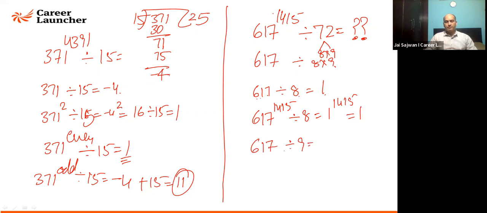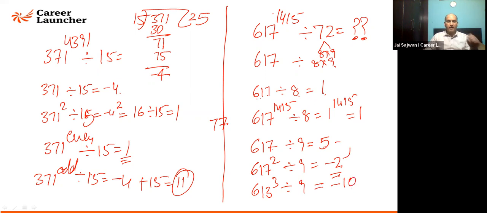617 divided by 9. So 9 5s are 45, 9 6s are 54, 77. 9 8s are 72, remainder is 5. So the square of this number, 5 squared is 25, 9 3s are 27, the remainder is minus 2. I'll cube it now. 5 times minus 2 is minus 10. 10 divided by 9, remainder is 1. So I'll say the remainder is minus 1. Is it fine? Clear here?